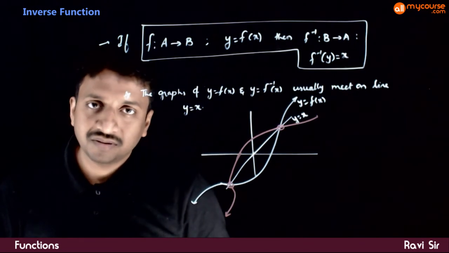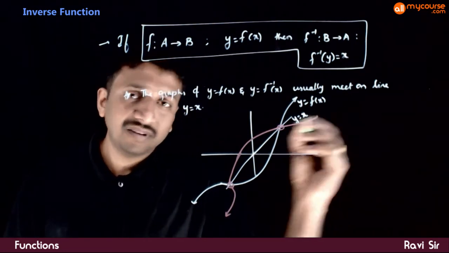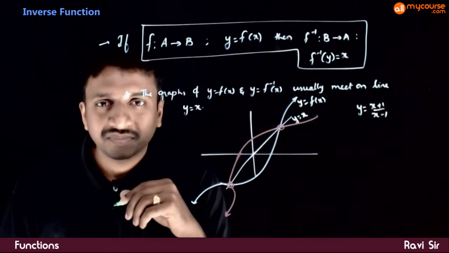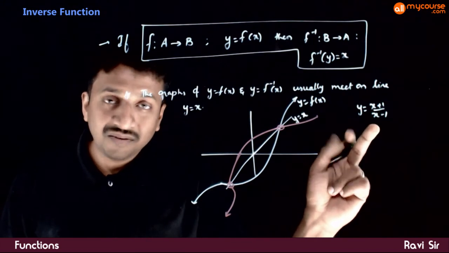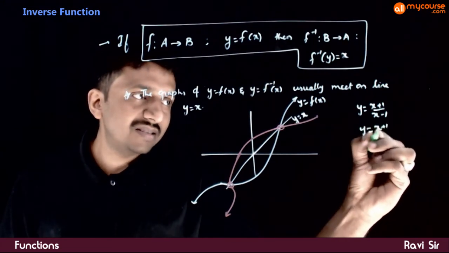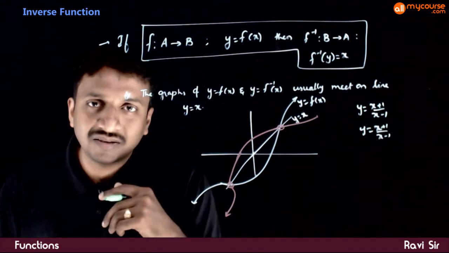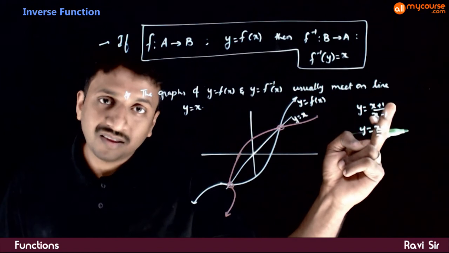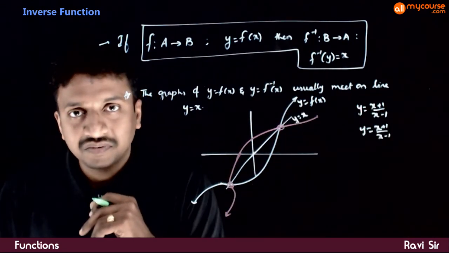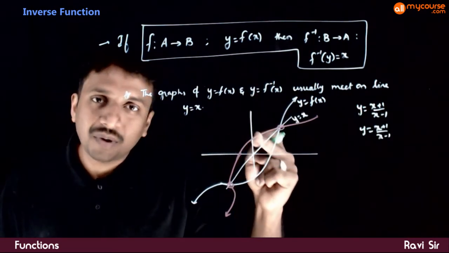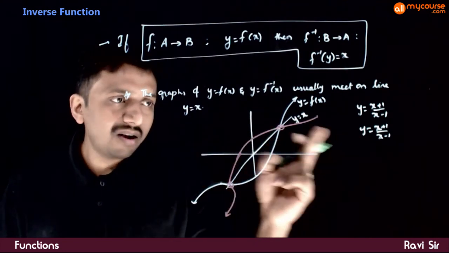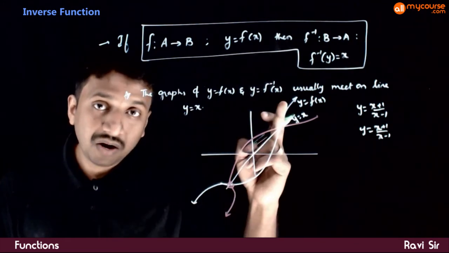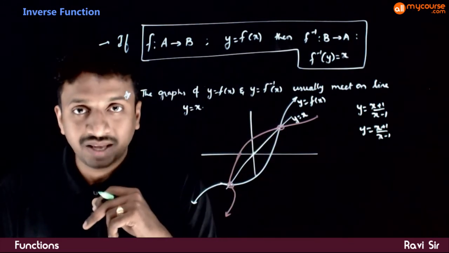There are some exceptions. Like if you have the previous function y is equal to (x plus 1) by (x minus 1), the inverse of this function is exactly the same as the function. That means these two are overlapping each other, so you have the same graph for the function as well as the inverse function. So you have an infinite number of points of intersection, and all of them will not lie on the line y is equal to x.